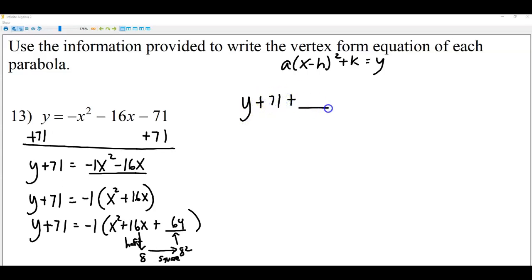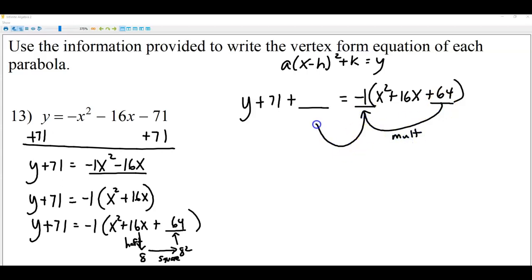I'm going to add a new number on this side to keep my equation balanced because we added a 64 on the other side. But it's not always going to be the same number. In fact, often it won't be. The reason why is because by putting a 64 here, we actually put a number that's being multiplied by -1. Everything in the parentheses is multiplied by -1. So what you're going to do is you're going to multiply these first, and whatever you get, that's what you're going to put here. So -1 times 64 is actually a -64, not a +64.